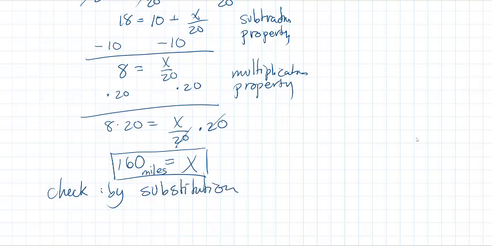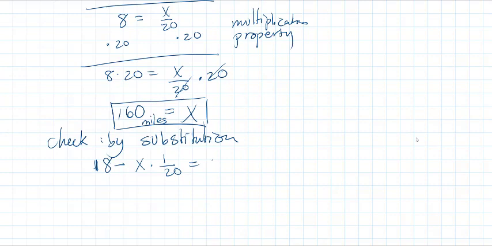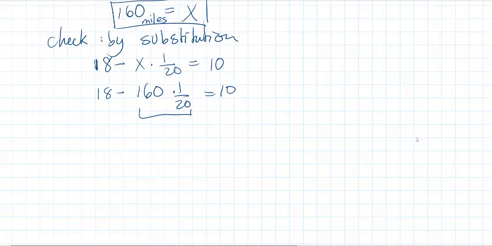So our equation was 18 minus x times 1 over 20 equals 10. Okay, so now let's substitute 160 there. We have 18 minus 160 times 1 over 20 equals 10. This is an improper fraction. Let's write it out. 18 minus 160 divided by 20 equals 10.